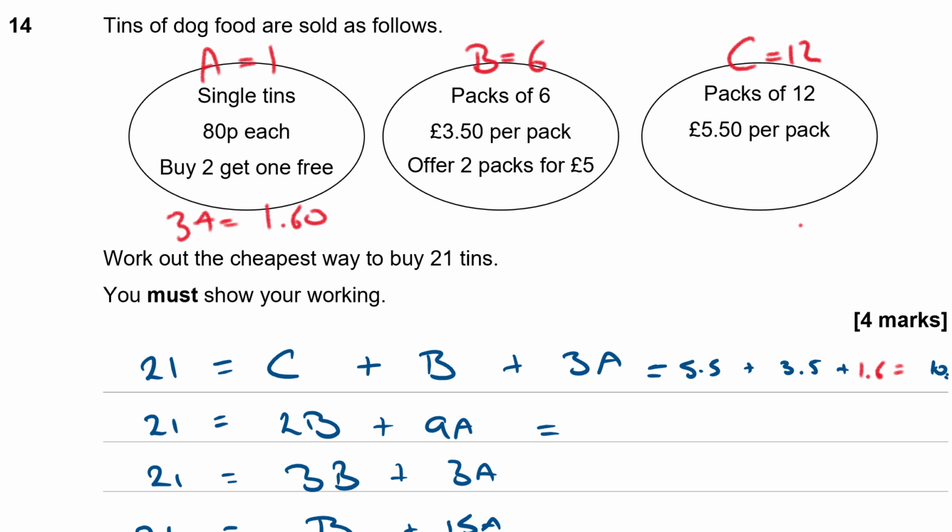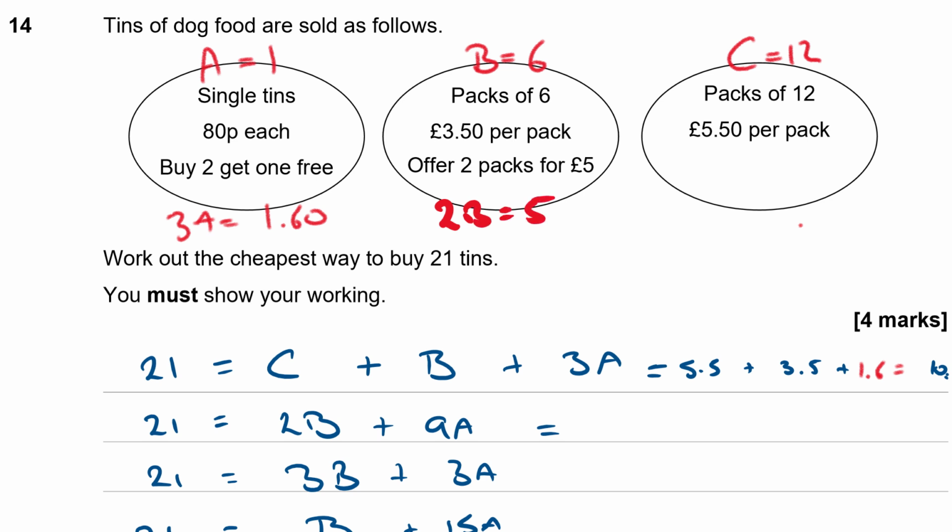Now second one, 2 lots of B and 9 lots of A. So multi-packs of size 6, if I buy 2, then I get them for £5. So 2 lots of B is £5.